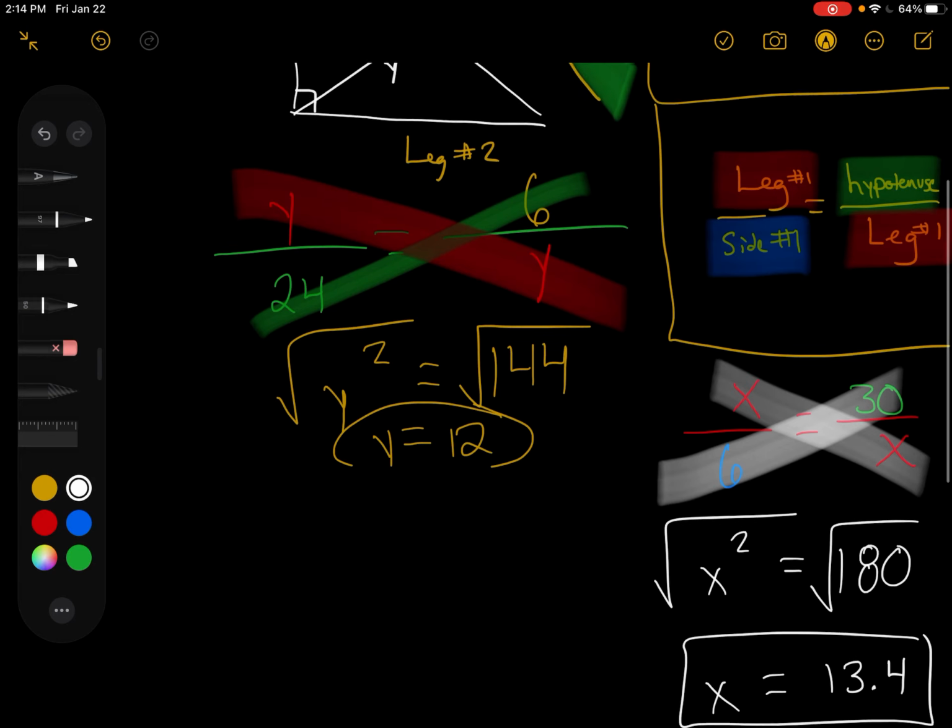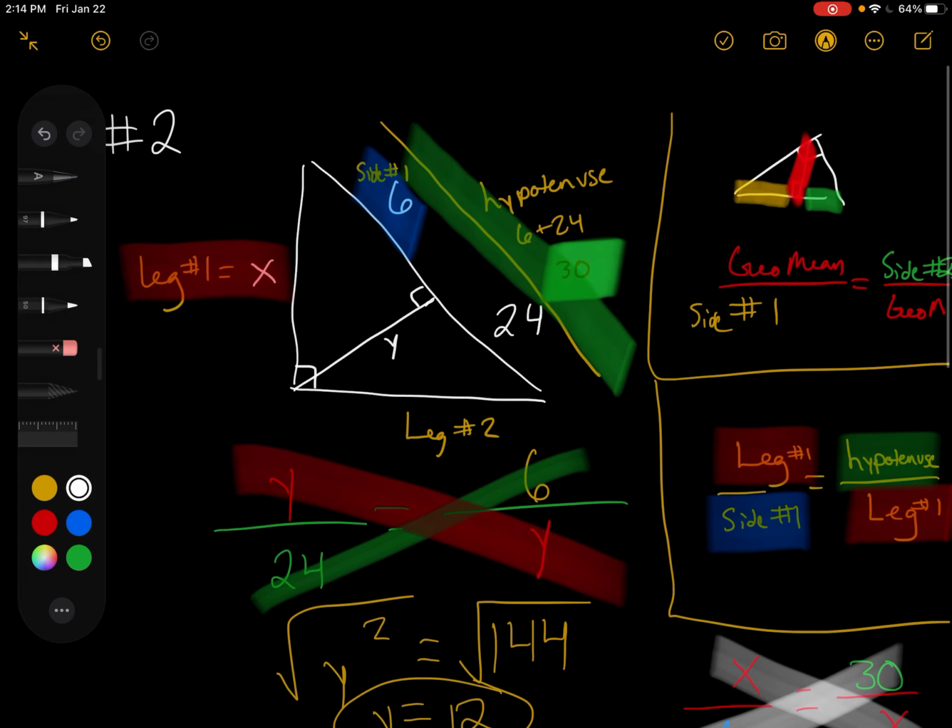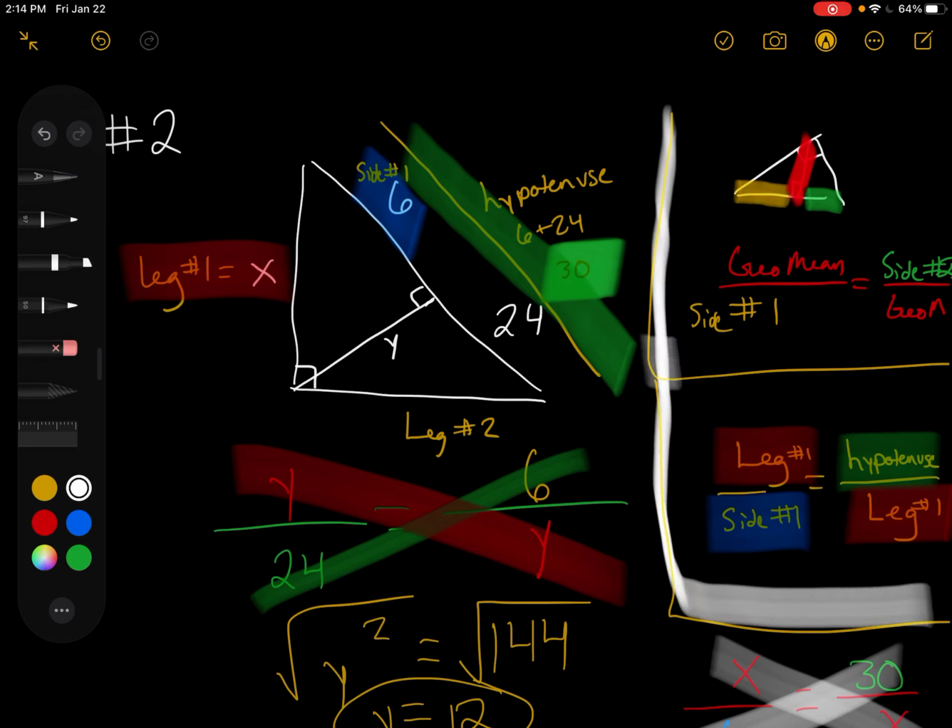So 2 templates there. I would definitely recommend on the right side of the page here to have these in your notes. That will definitely help you out with solving questions like this.